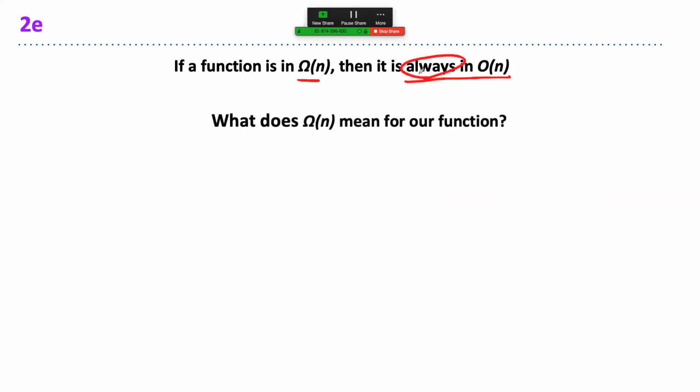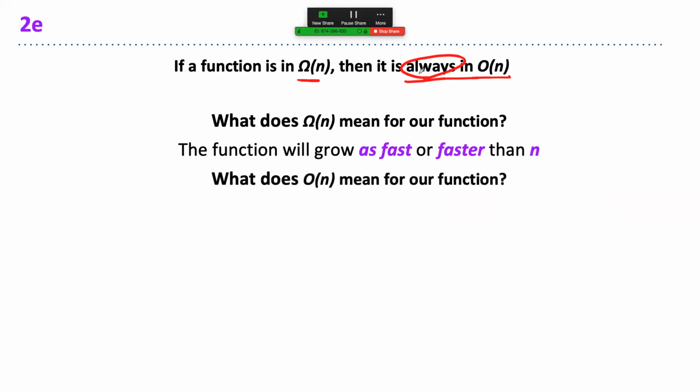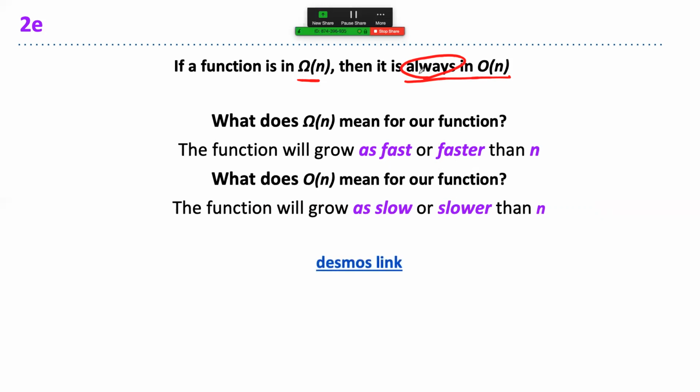Let's break this question into different parts. What does omega of n mean for our function? It means the function will grow as fast or faster than n. And what does O of n mean for our function? The function will grow as slow or slower than n, because it is the upper bound. And this is actually false.